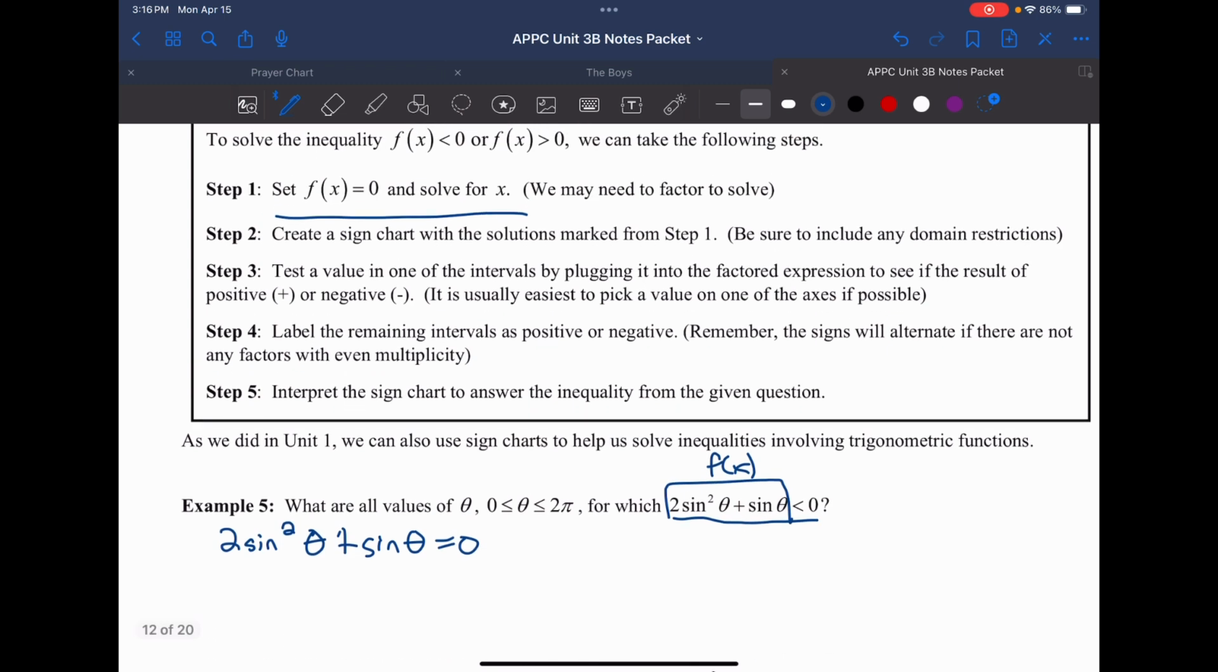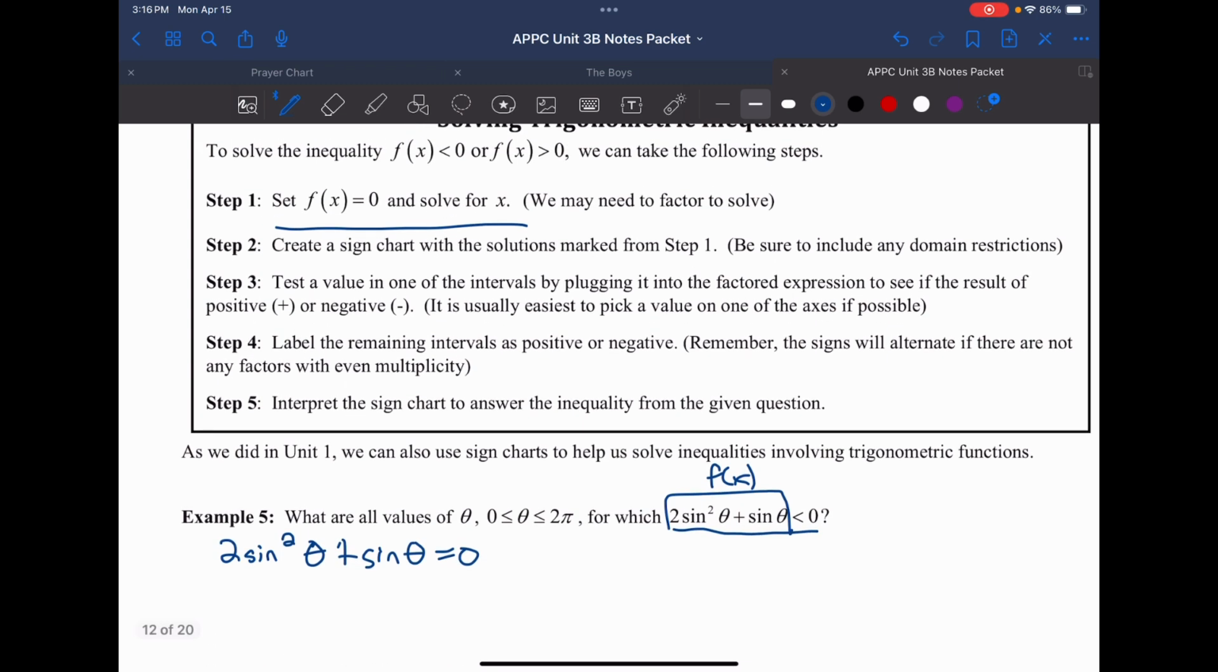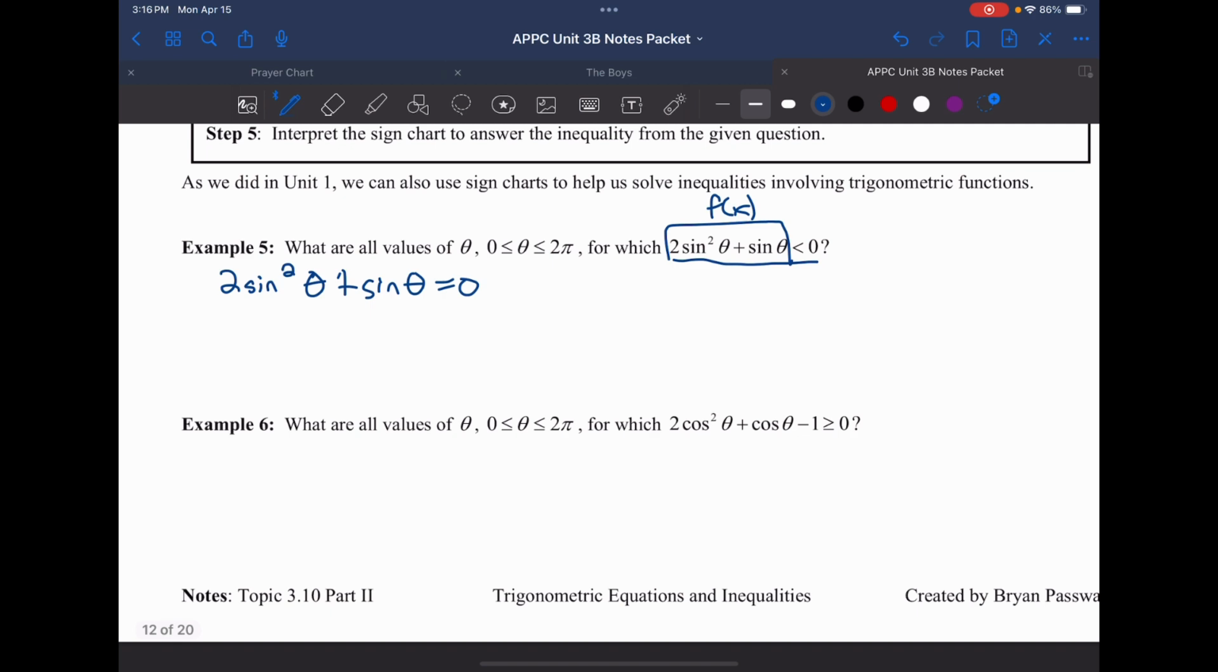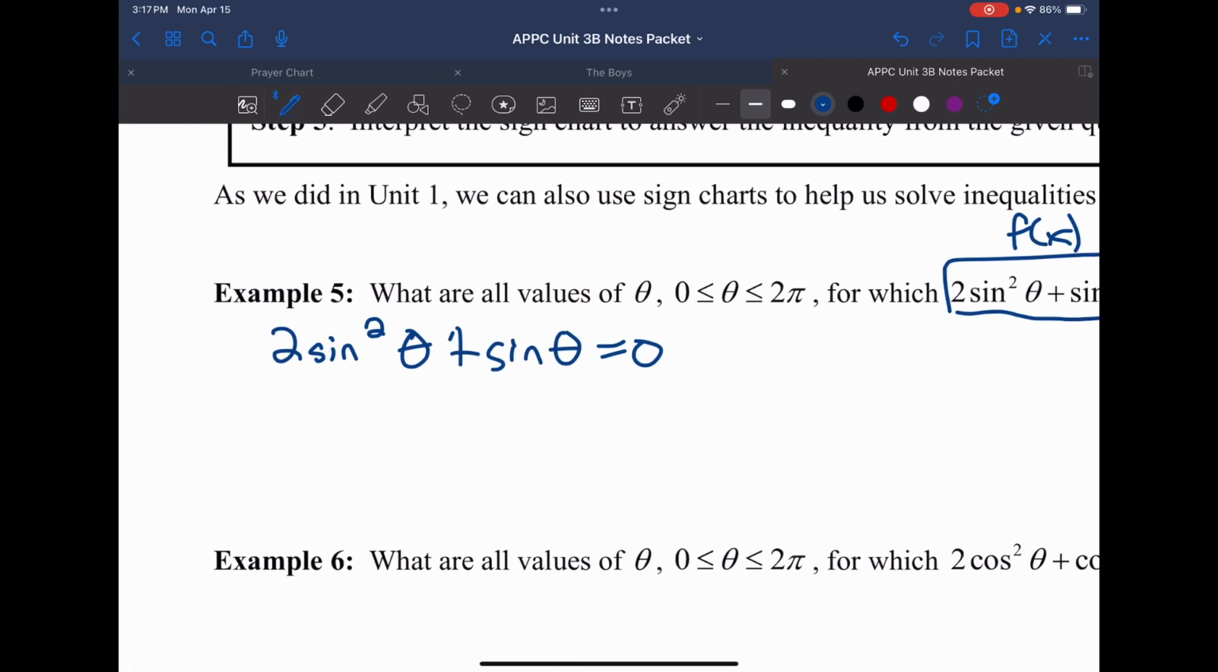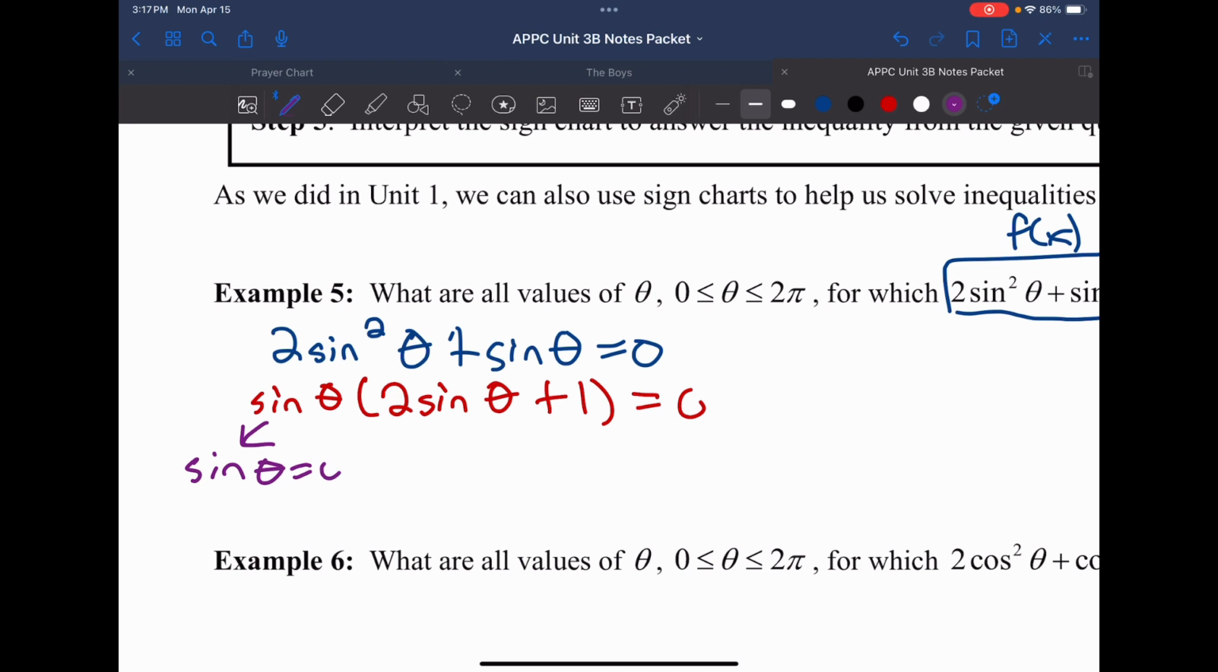And notice that in this case, we may need to factor to solve. In this case, we do, because these both have a sine theta. So I can factor out a sine theta, equals parentheses 2 sine theta plus 1. So let's set this one, sine theta, equal to 0.